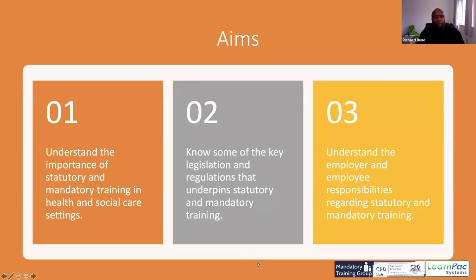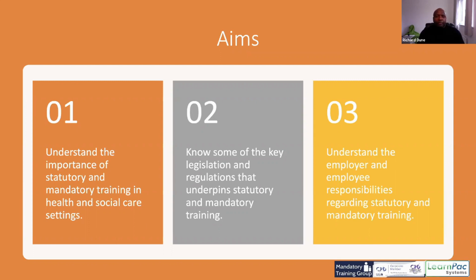So, quick overview of the aims. We want people to understand the importance of statutory and mandatory training in health and social care settings, and also understand and get to know some of the key legislation and regulations that directly impact what we do in practice, as well as understanding the employer and employee responsibilities with regards to mandatory training.